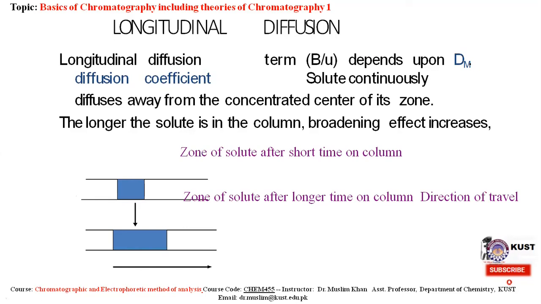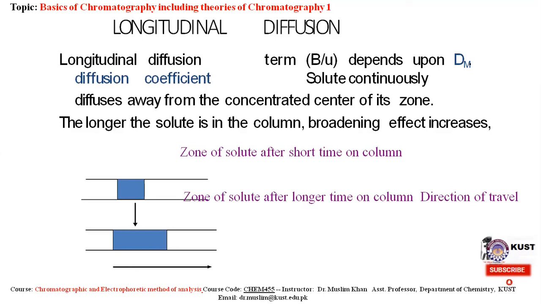This longitudinal diffusion, term B divided by mu, depends upon Dm, the diffusion coefficient. Solute continuously diffuses away from the concentrated center of its zone. In the column, there is diffusion towards the different sides of the column due to the random motion of the particles, towards the sides and upward in the column. This also leads to peak band broadening.